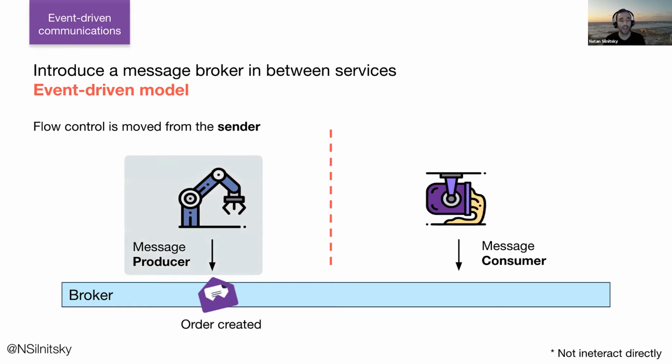Now, interestingly, when you work with the event-driven model, the flow control is no longer controlled by the sender here. It's actually controlled by the consumer. So when you do request reply, the server is the one that is in charge. It needs to gather up the response and get it back to you. And if it's unavailable, well, what can you do?